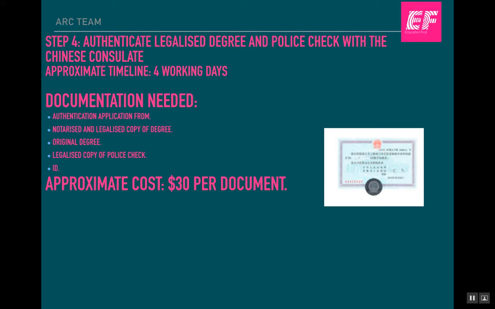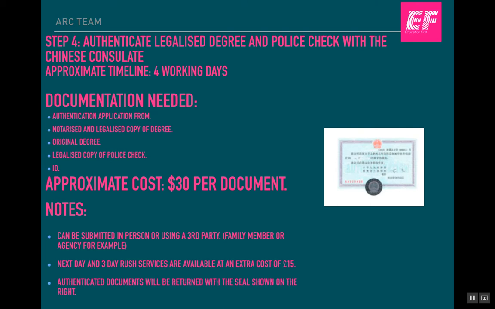The approximate cost for this is 30 Australian dollars per document. And some things to note here, you can submit it in person or by using a third party. So a third party includes a family member or an agency. Next day and 3-day rush services are available for an extra cost. I put £15 there, but obviously that's not the case. The extra cost can be found on the Chinese consulate website. And the authenticated documents will be returned with that seal as shown there.